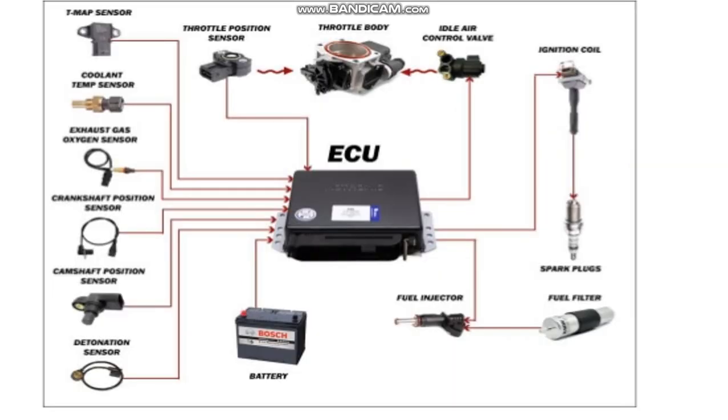Now, this is the ECU and the sensors and actuators connected to it. On the left side, you can see the T-map sensor, coolant temperature sensor, exhaust gas oxygen sensor, crankshaft position sensor, camshaft position sensor, detonation sensor, and the battery is also connected to it. So, these are all the sensors that are connected to your ECU system.